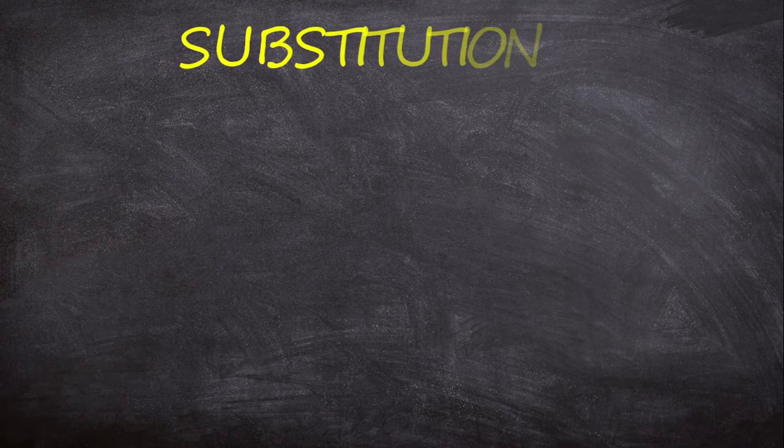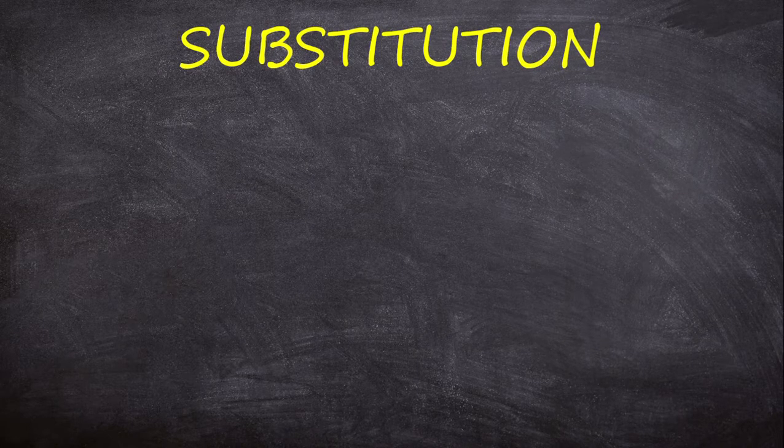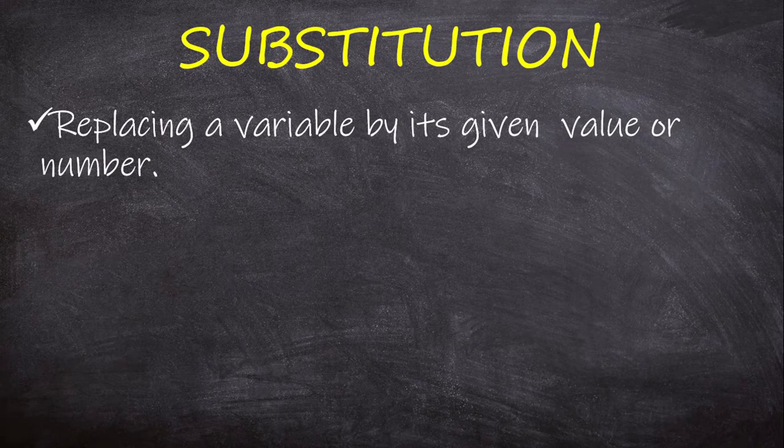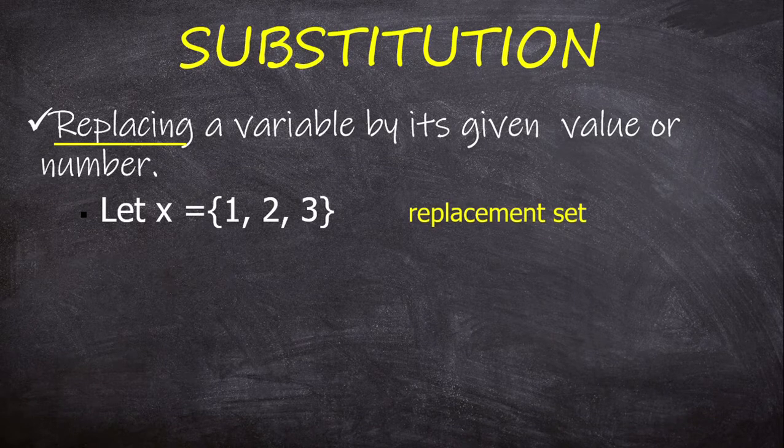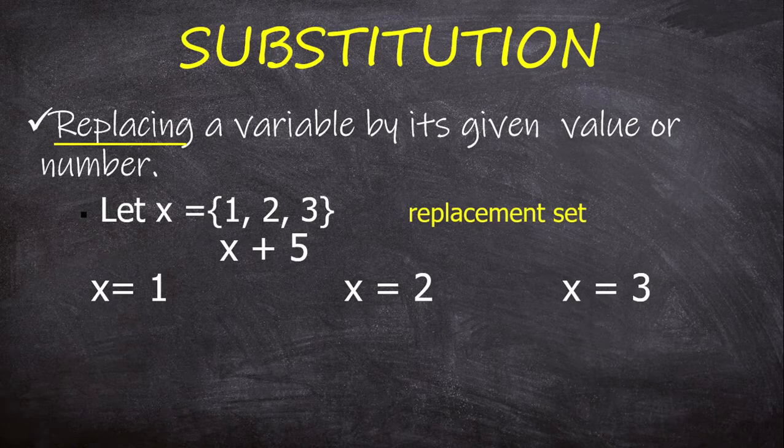Now let's have the second term, which is substitution. Substitution means replacing a variable by its given value or number. So it means replacing. For example, let x be equal to the set 1, 2, and 3. Now we will replace x with these numbers 1, 2, and 3 one at a time to the given expression x plus 5. So for the first column, let's write here x equals 1.